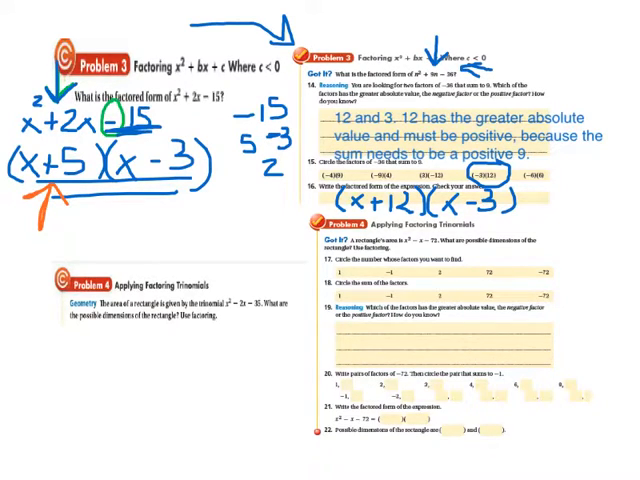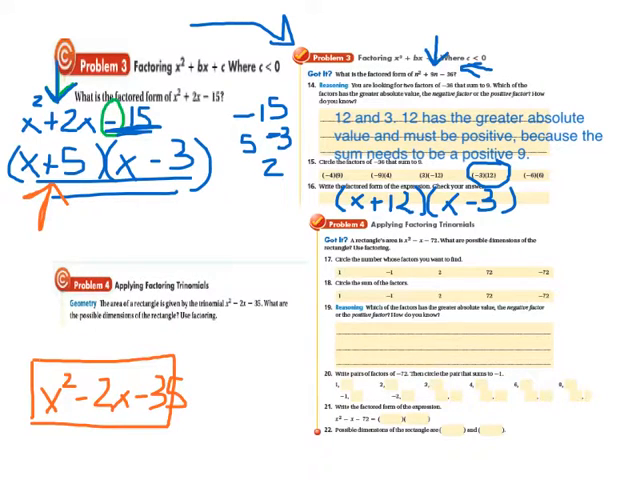So let's consider a real problem where we need to use factoring to solve it. On problem 4, it says that we have a rectangle and that the area is x squared minus 2x minus 35. And it wants us to say what the possible dimensions are. So we're looking for length and width. Since area is length times width, you can see that length and width are factors of area. So all we have to do is factor this area.